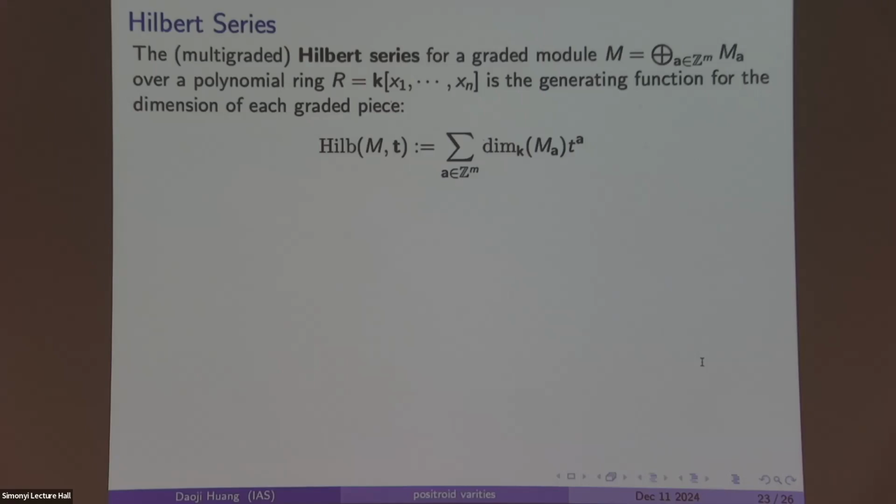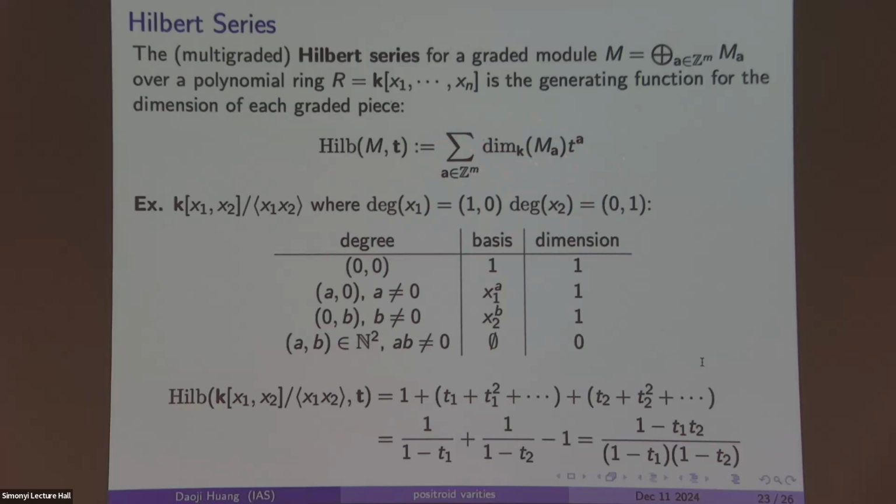So let me just give you a brief reminder of what multigraded Hilbert series are. If I have a graded module whose grading satisfies, I didn't write the condition, but this grading needs to satisfy a certain positivity condition. Let's ignore that for now. Just assume that its grading is nice. The multigraded Hilbert polynomial is a generating function that remembers the dimension of each graded piece.